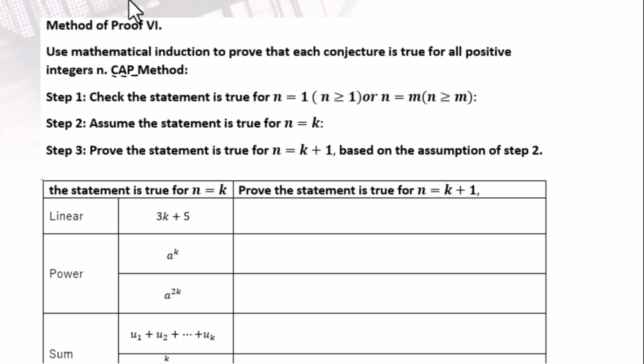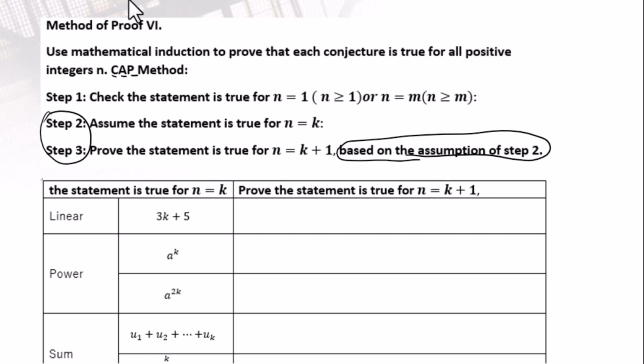Step 1. Check the statement is true for n equals 1 or n equals m. Step 2. Assume the statement is true for n equals k. Step 3. Prove the statement is true for n equals k plus 1 based on the assumption of step 2. Which means we need to set up a relationship between step 2 and step 3.